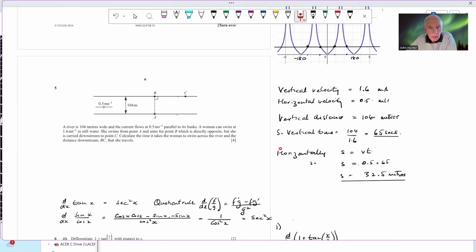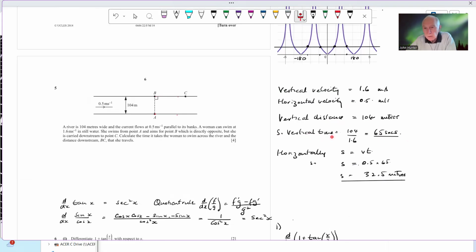Okay, so what we're interested in this problem is the vertical component of the whole problem. So in other words, the velocity and the distance. Well, that's basically just given to us on a plate, isn't it? So the vertical velocity is 1.6 meters per second, and the vertical distance is 104 meters.